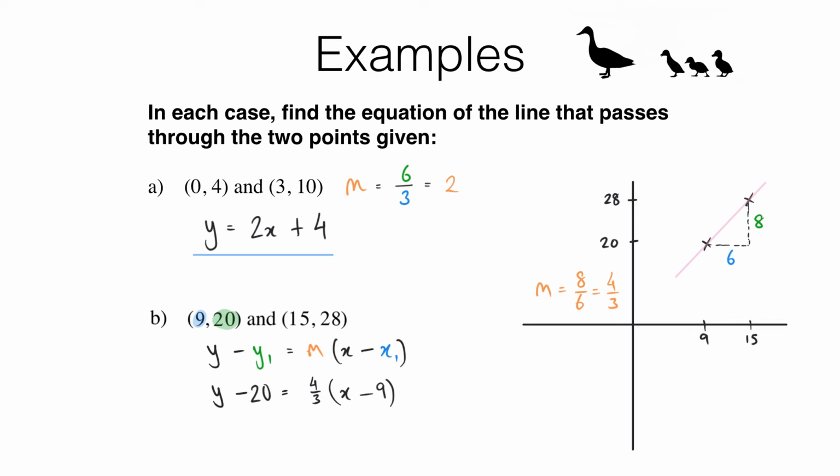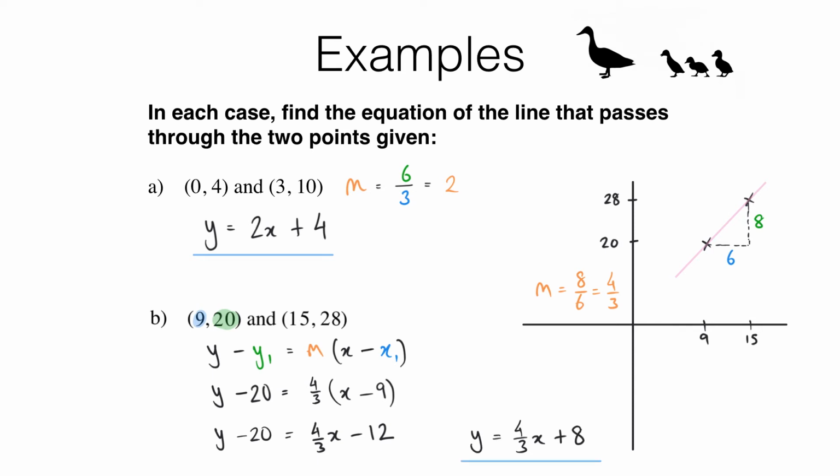So that means I've got y minus 20 equals 4/3 x minus 12. All I've done here is multiplied out the right hand side. Finally, I need to add 20 to the left hand side and the right hand side to give me an equation in the form y equals mx plus c. I don't have space underneath, so I'm just going to write the answer to the side. The equation I'm looking for then is y equals 4/3 x plus 8.